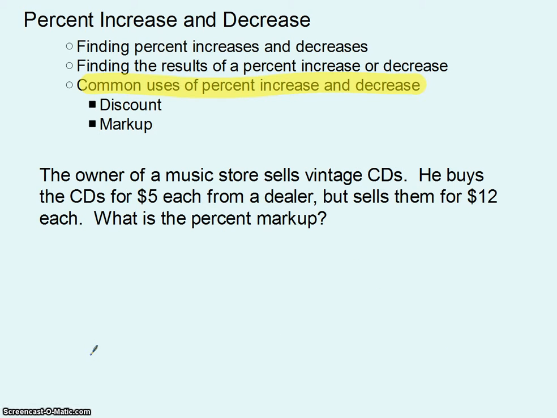Here, the owner of a music store sells vintage CDs. He buys CDs for $5 from a dealer and then sells them for $12 each. What is the percent markup? Well, really we're asking, what's the percent increase from 5 to 12? Well, again, percent increase is the change, which is 7, divided by the original, 5. That gets you 1.4 or 140% markup. Hopefully that gives you a good introduction anyway to percent increase and decrease.